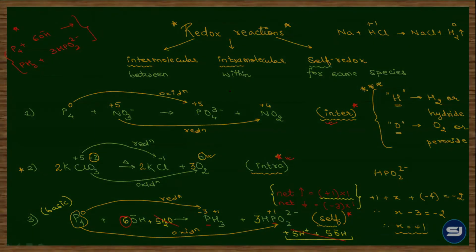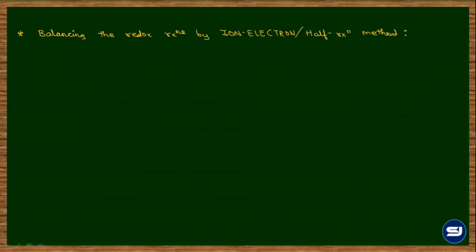Okay, so now I'll move on to the next part. That is, again, we are understanding the concept of balancing the redox, but now by a different method. And the method is named as the ion electron method, which is also simply called the half reaction method. Half reaction से कुछ याद आया?